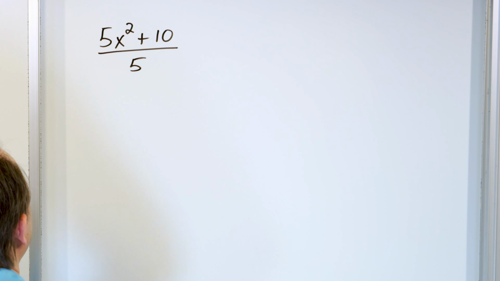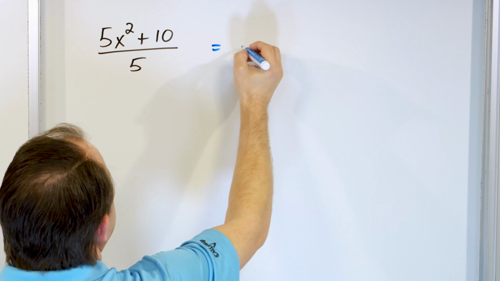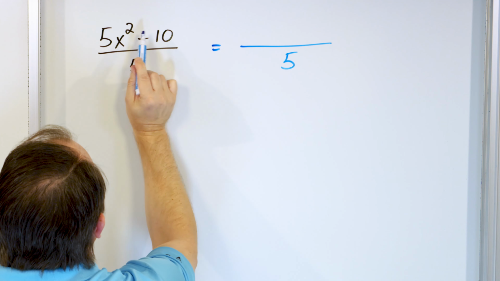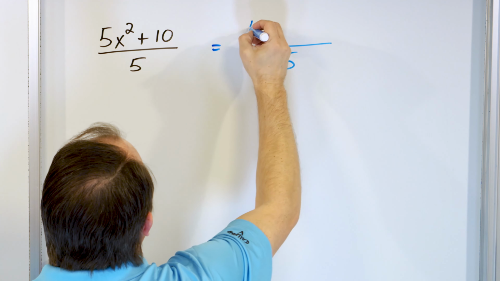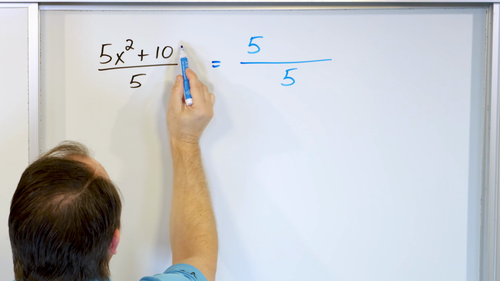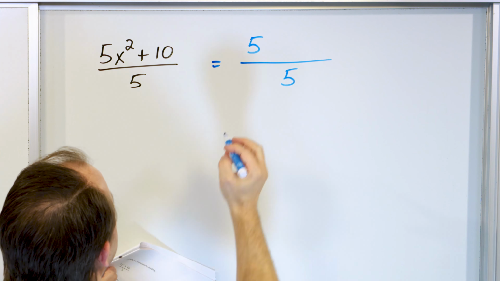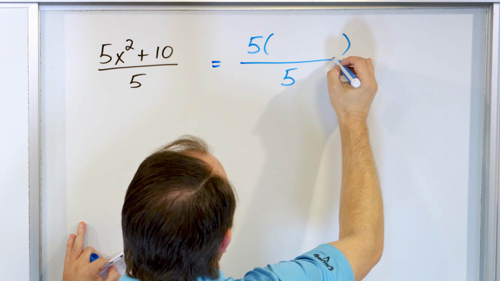Let's see what we can do. Well, on the bottom, there's nothing I can do. That 5 just has to stay there. But in the top, I can pull out a 5. Both of these are divisible by 5. I cannot pull out any x's because I don't have any x's in this term, so I need something common to both terms. So when we factor out this 5, what do we get?